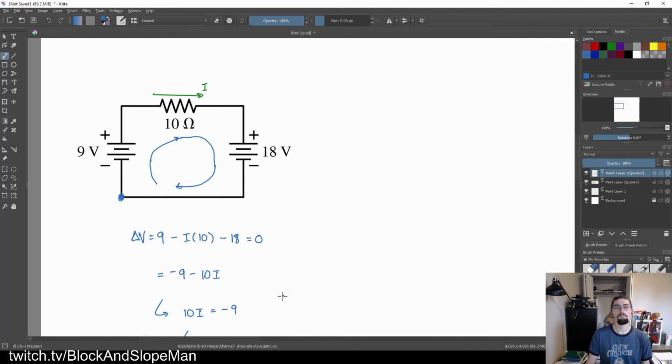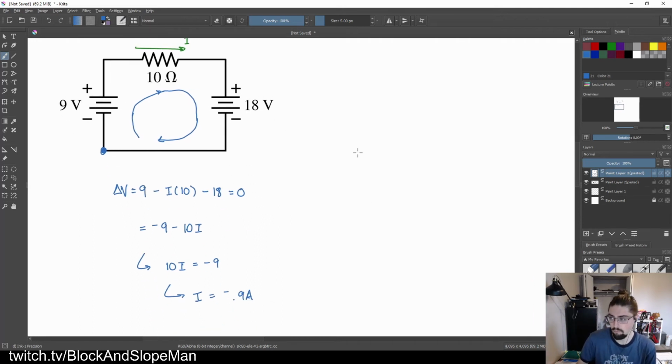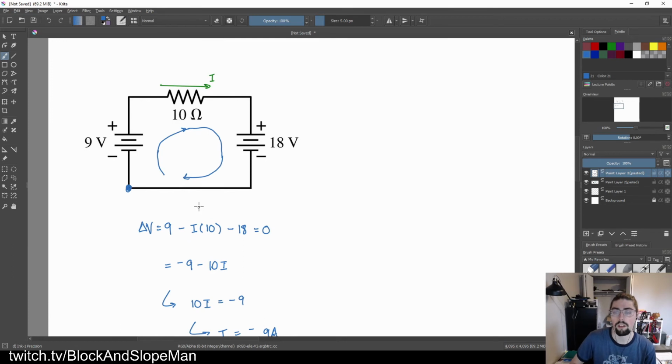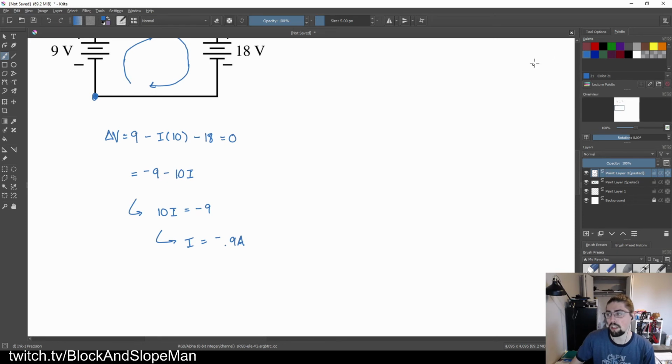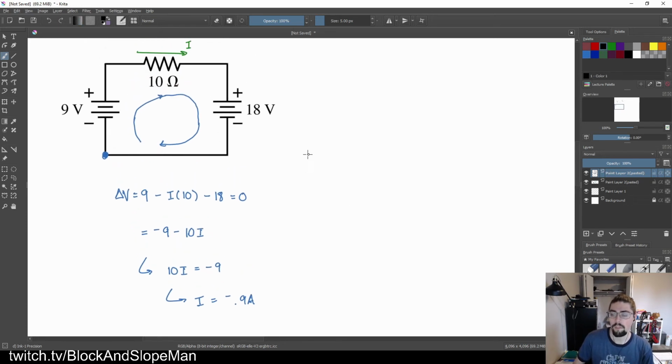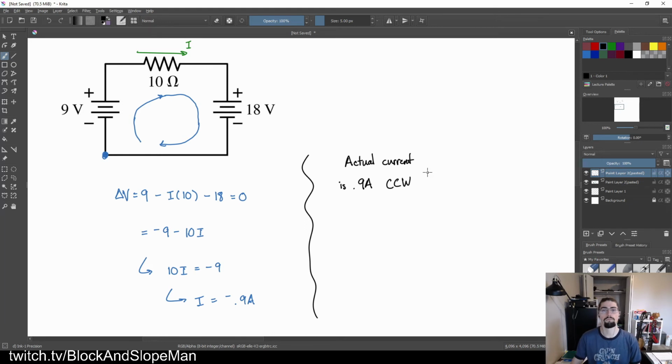I guessed wrong. And I knew I guessed wrong, but that's okay, right? And I committed to this picture. I didn't try to flip it halfway through or anything like that. I wanted to commit to this picture the entire time. And now that I've done that, now I can say the actual current is 0.9 amps counterclockwise. And that's it. That's where we get this one.